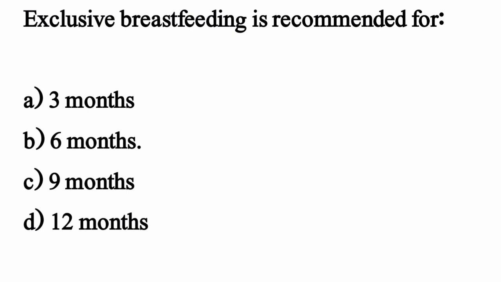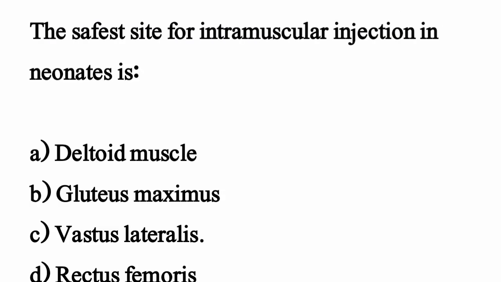Exclusive breastfeeding is recommended for. The correct option is option B, 6 months. The safest site for intramuscular injection in neonates is. The correct option is option C, vastus lateralis.